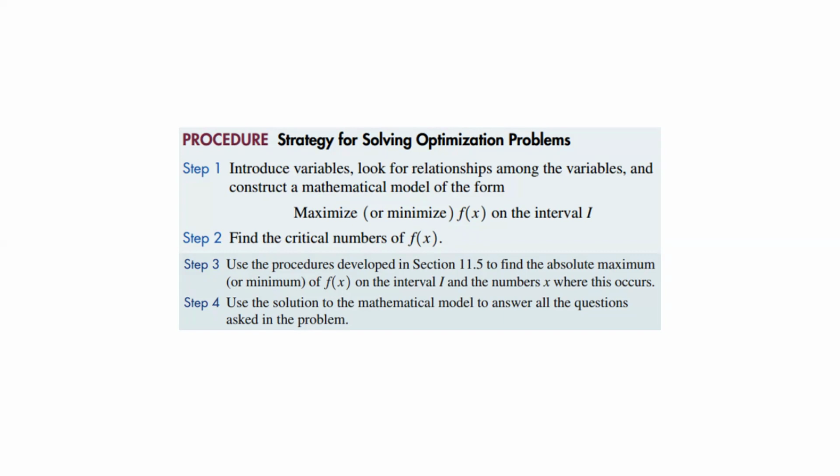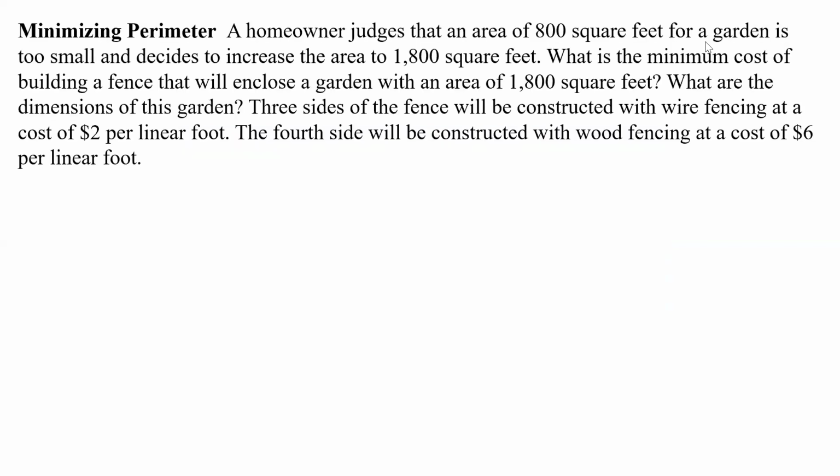And then we're going to use the procedures developed in section 11.5, which we finished last time, to find the absolute maximum or minimum of f of x on the interval I and the numbers x where this occurs. And then we're going to use a solution to the mathematical model to answer all the questions that are asked in the problem itself. All right, so here, what we're going to do is minimize the perimeter.